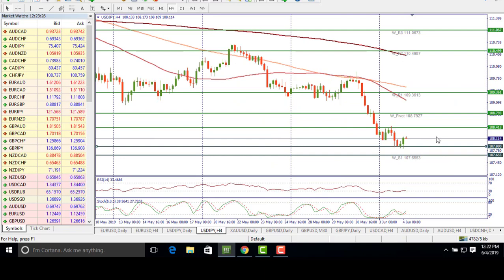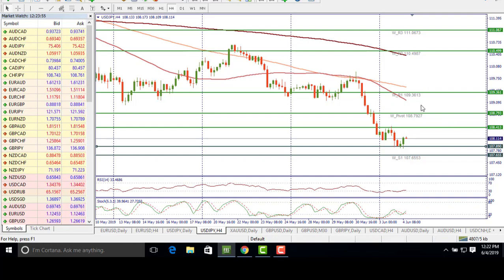Now let's look at the 4-hour chart. Here we can see that the pair is currently trading near the support at 107.89. If the USD is supported today, the pair will bounce from this level towards the first resistance at 108.41.